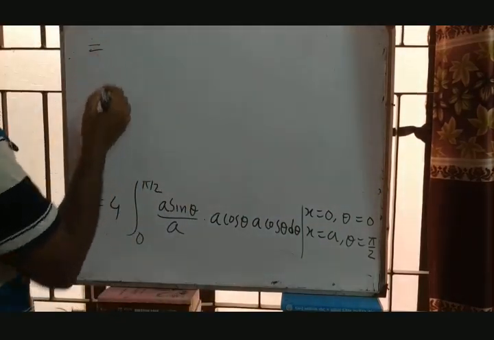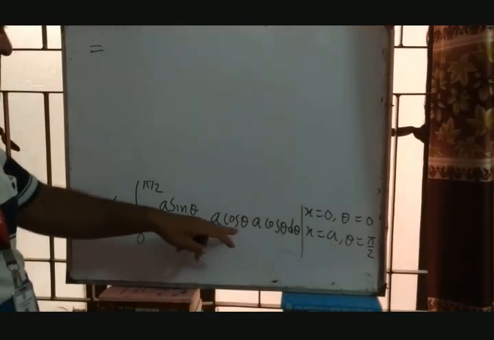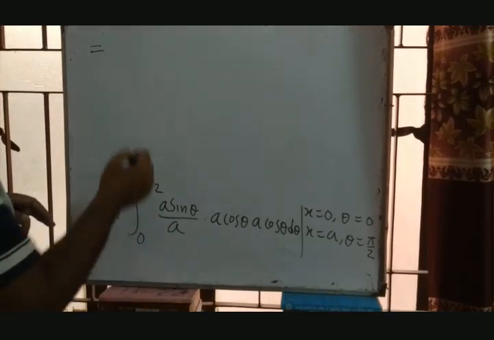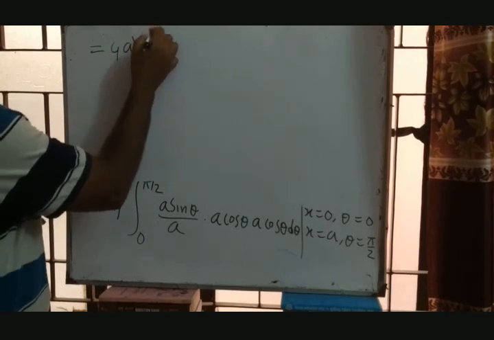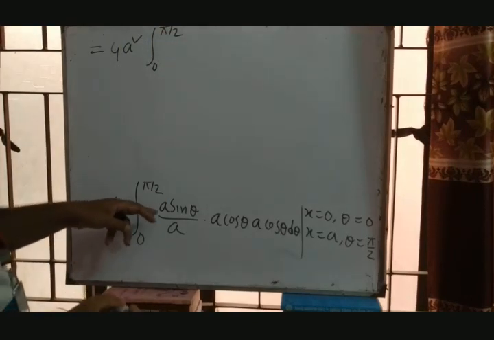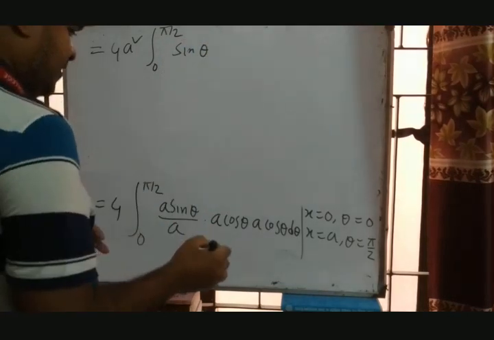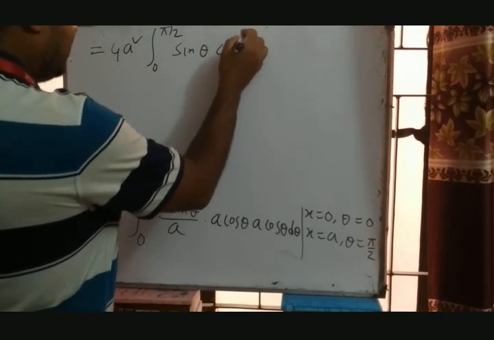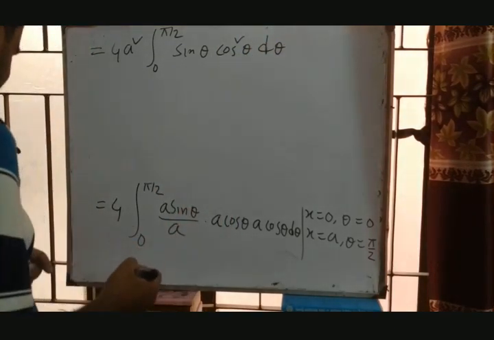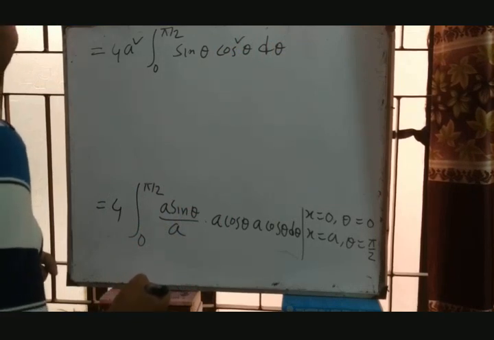Now we get 3a. If we cancel out the 1a, we get 4a square integral 0 to pi by 2 sin theta cos square theta d theta.